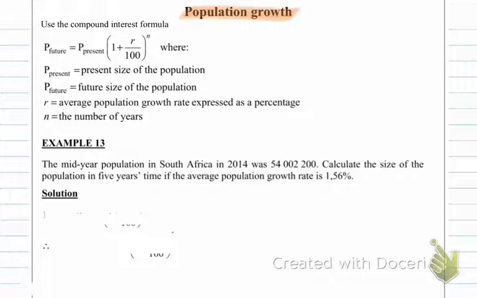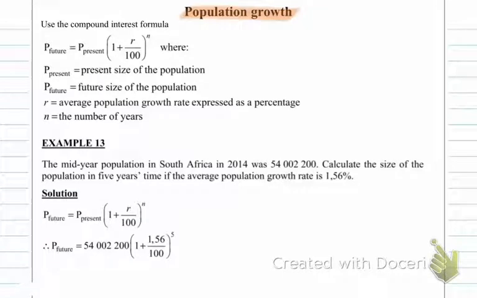Let's look at an example. The mid-year population in South Africa in 2014 was 54,002,200. Calculate the size of the population in 5 years' time if the average population growth rate is 1.56%. Because we work with population growth, I will use that formula. My present population will be 54,002,200. R will be the 1.56, which I will substitute in the place of R, and N will be 5.